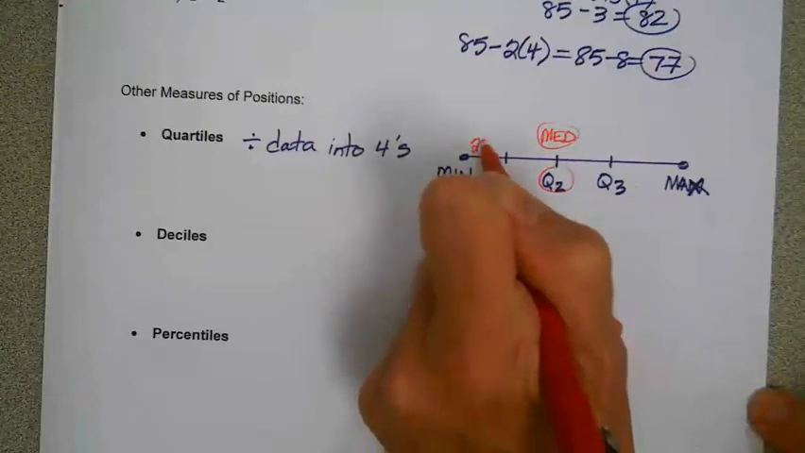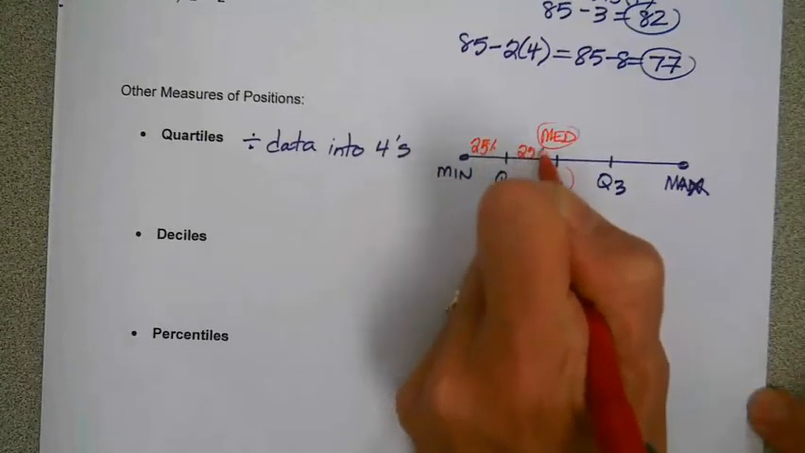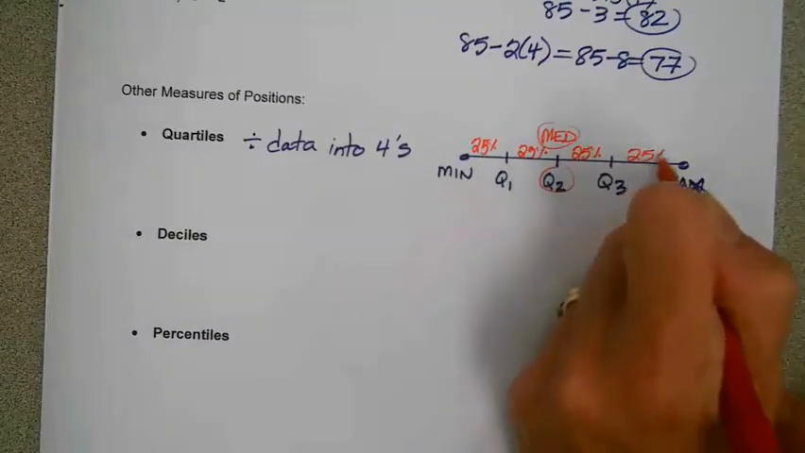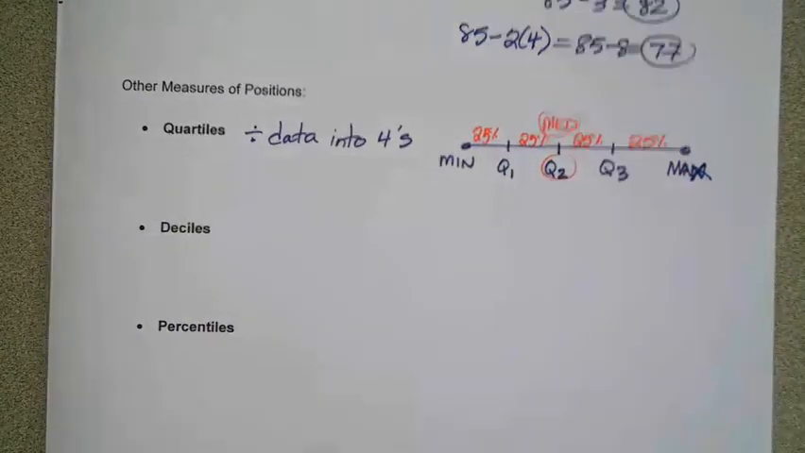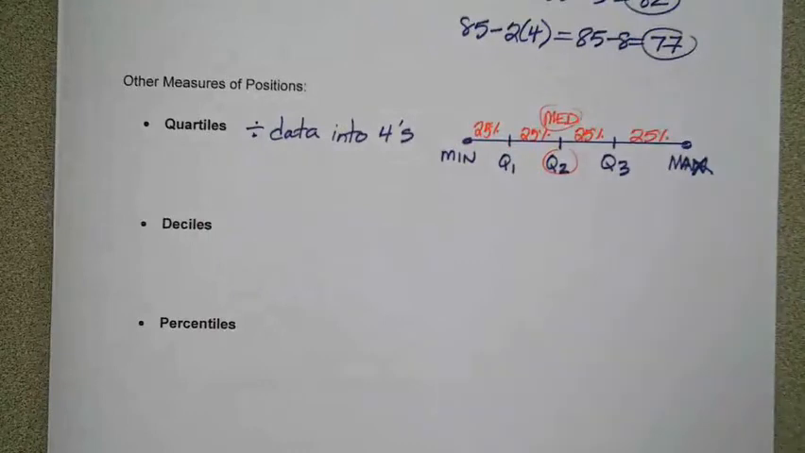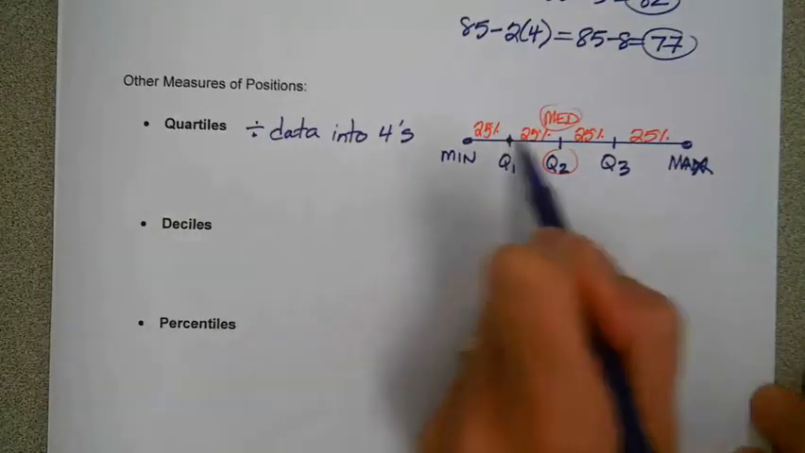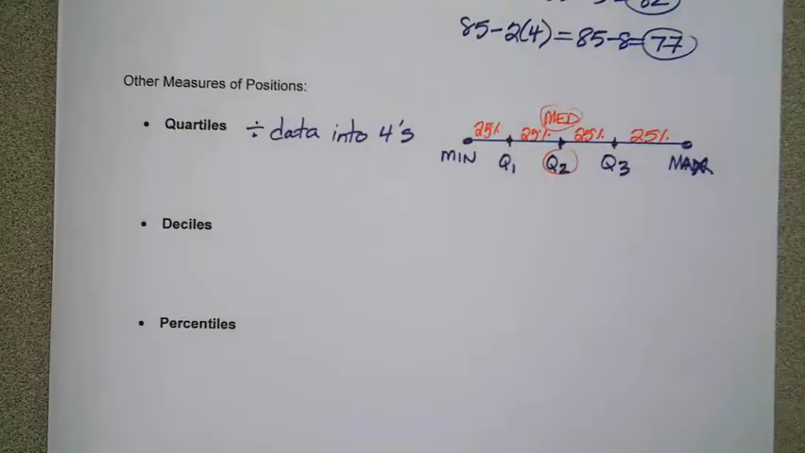We have 25% of the data in each of those sections. And those sections may be different if we look at them on a scale, depending on how spread out the data is, if we have outliers or extreme values. But that's what quartiles do. So we have Q1, 2, and 3.